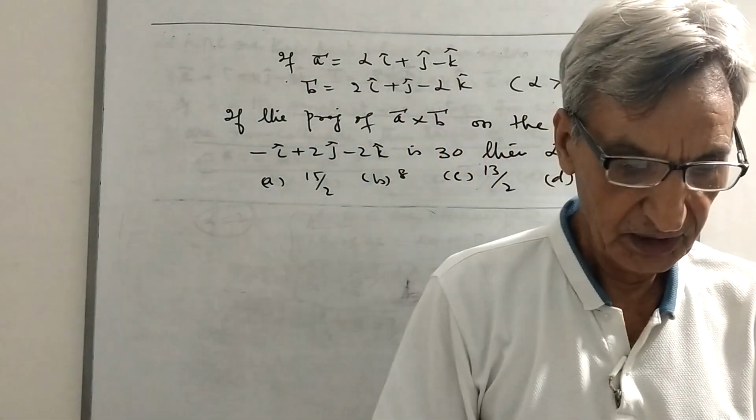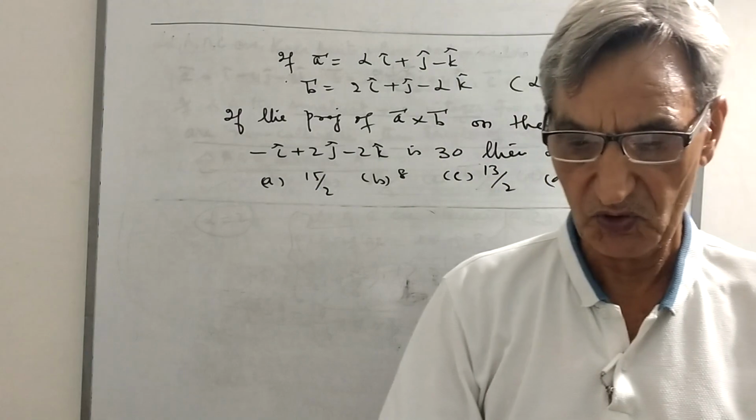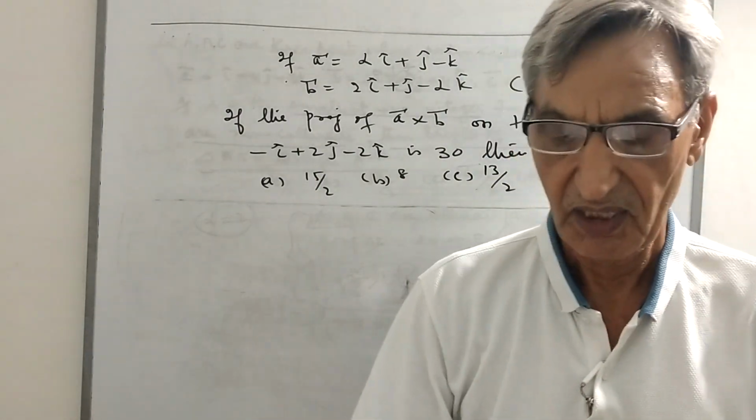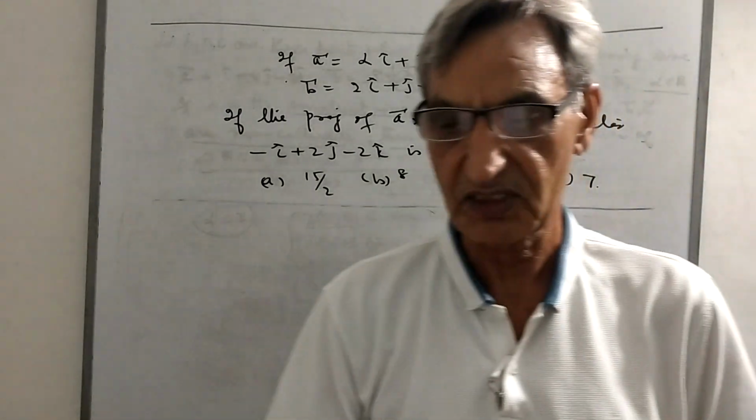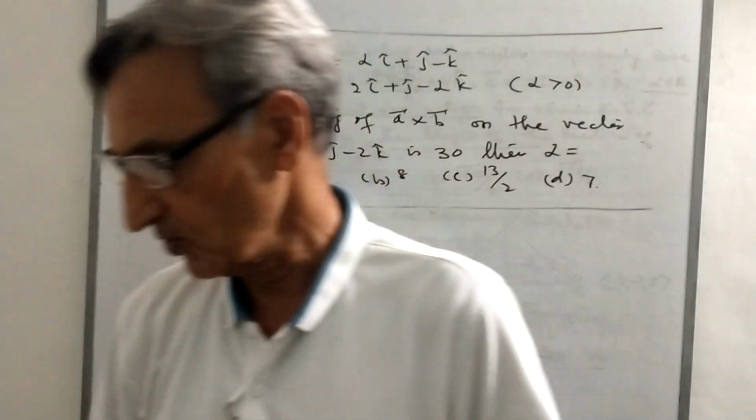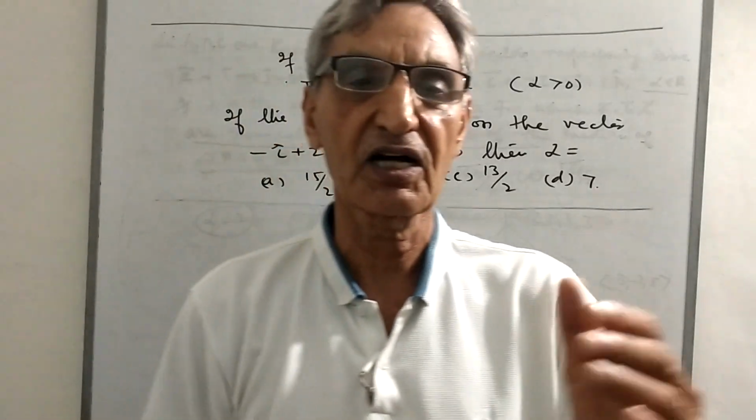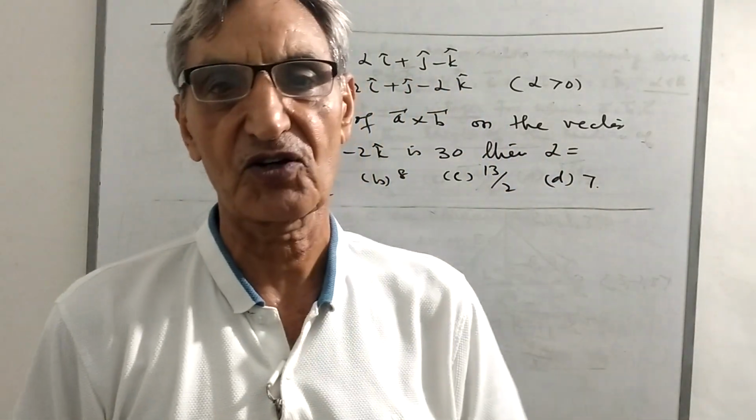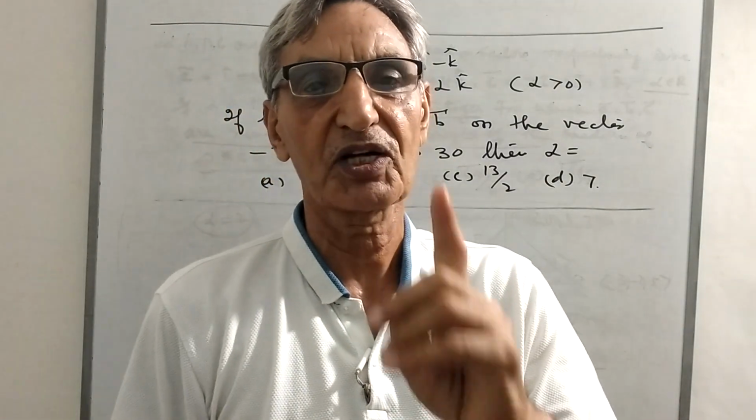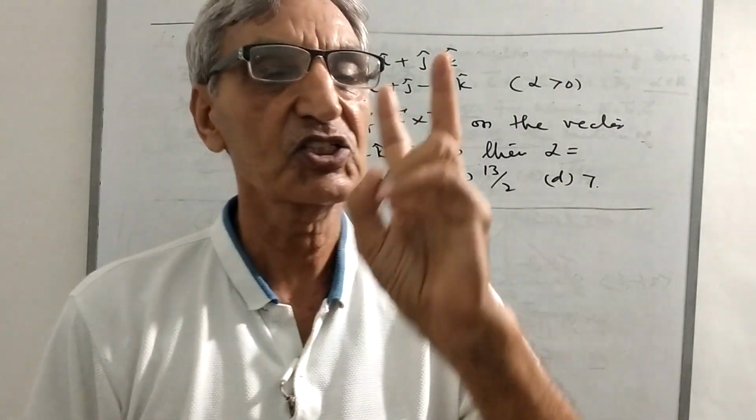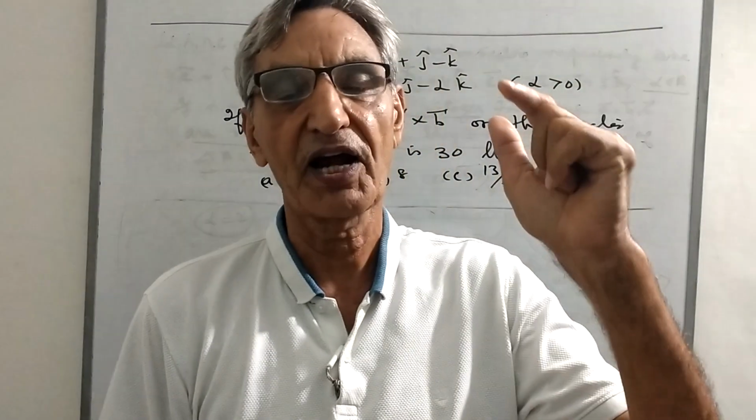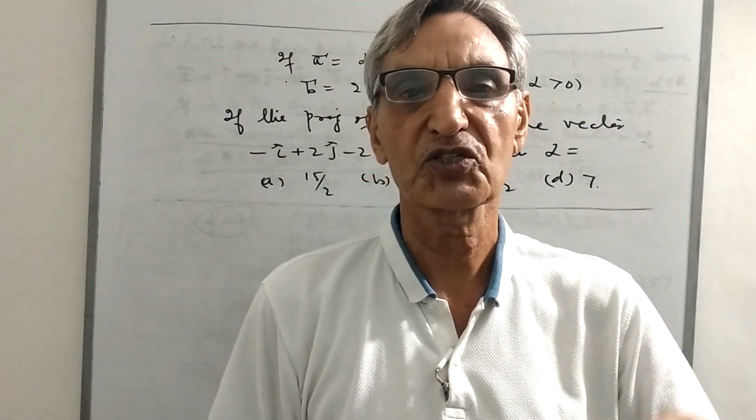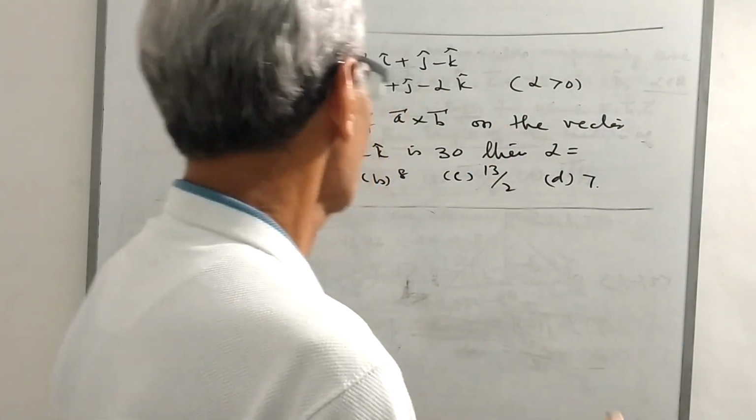Here A and B are given, two vectors, alpha is missing, and the projection of this on the vector is equal to 30. My friend, here the concept is you must know how to find A cross B, and you must know what is the projection of vector A on B. These two things are known: how to find A cross B and what is the projection.